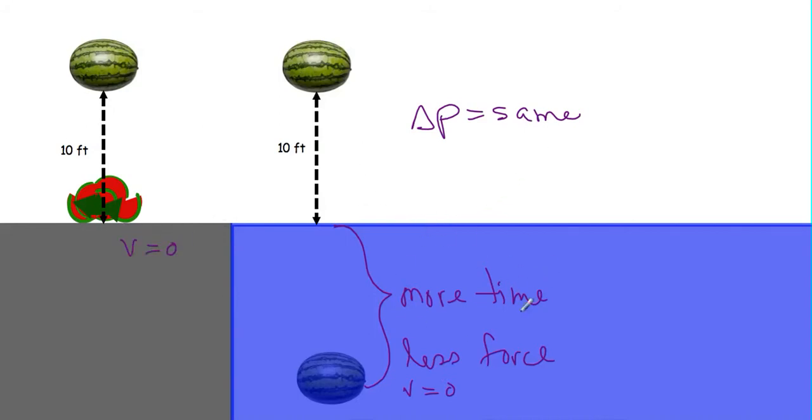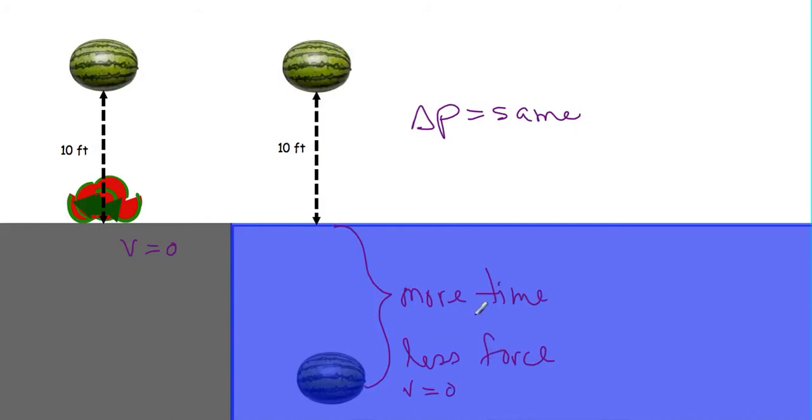So if you can increase the time, you can decrease the force, so it's not going to be destructive to a watermelon. Or if an airbag, it's not going to be very dangerous to you. So again, changing time to decrease force. Okay.